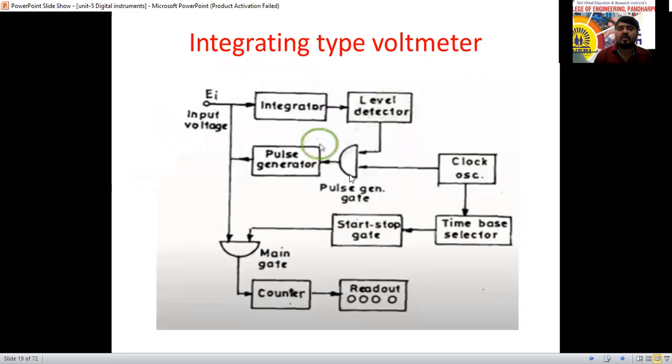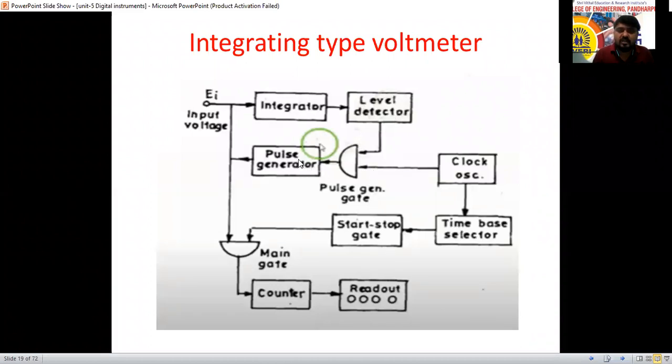This is the block diagram of the integrating type voltmeter. See what it is going to do. The input voltage is given here, and the same input voltage is given to the integrator. It is going to integrate the input signal and give it to the level detector. The level detector detects the level, and that is given to the pulse generator gate.